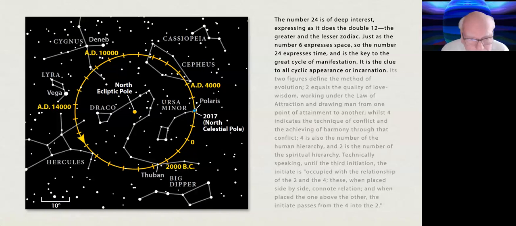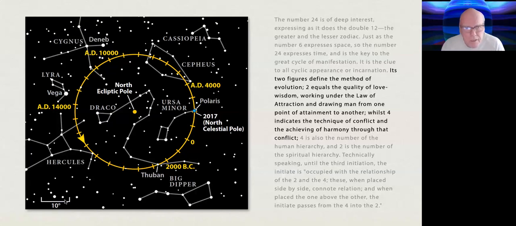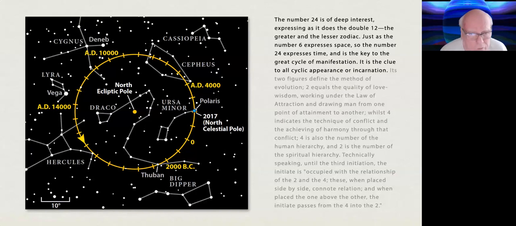In fact, DK seems to hint that since 24 is, quote, the key to the great cycle of manifestation, Shambhala, the planetary exponent of that number, plays a determining role in these cycles of manifestation. As to the lesser and greater zodiacs, the lesser zodiac spans a period of about 25,000 years, with each sign taking about 2,160 years to elapse.